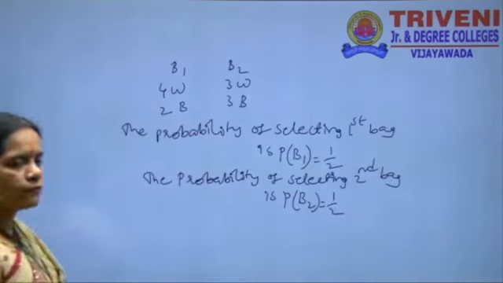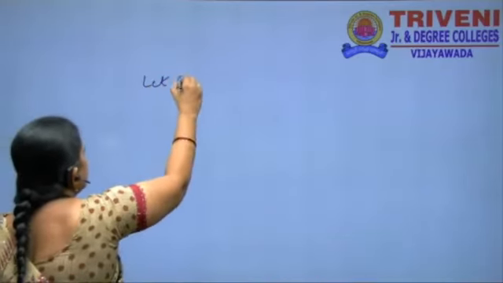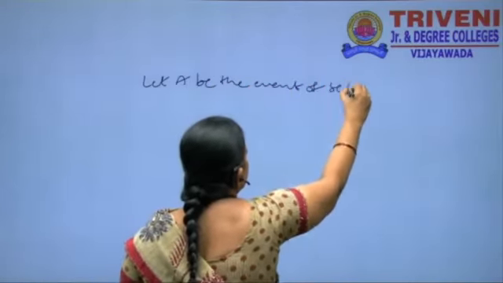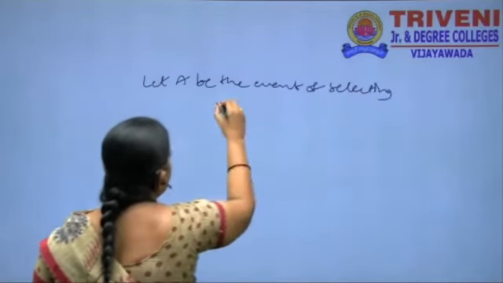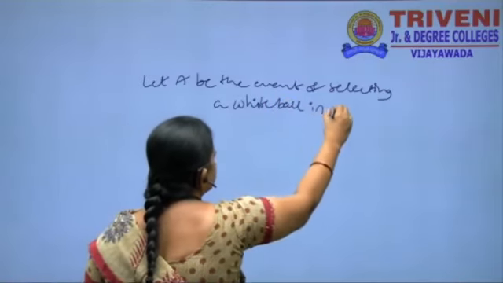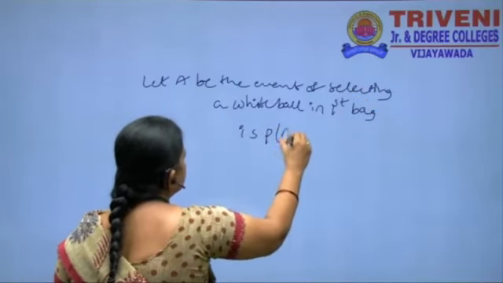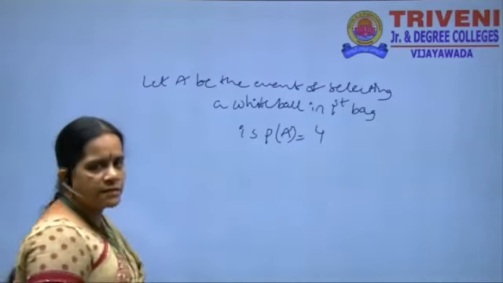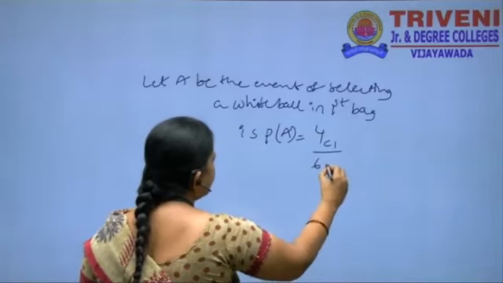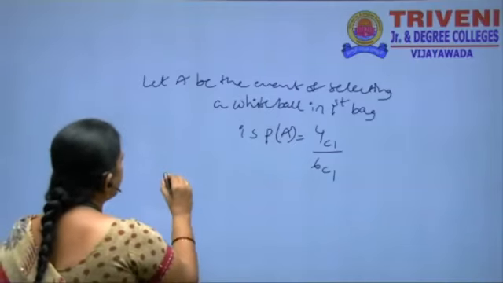Suppose we have to select a white ball. Let A be the event of selecting a white ball in the first bag. P of A is equal to how many white balls in the first bag? 4. 4C1 by total, here the first bag has 6C1. 4 white balls, total balls is 6.